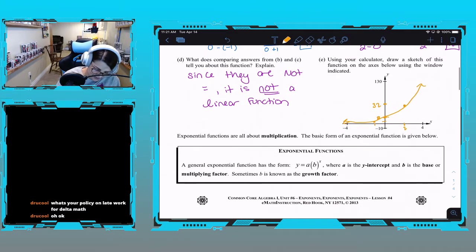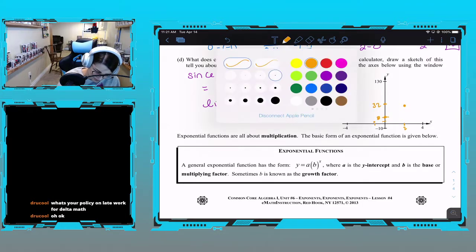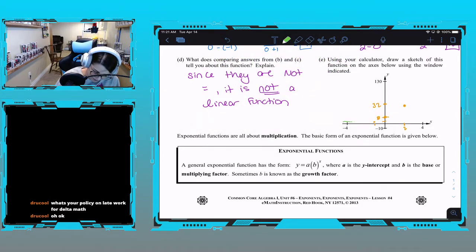I'm going to fix the curve. It's going to bother me. It's ugly. There we go. Much better. So there's our function for f of x. So clearly not linear as we look at that.